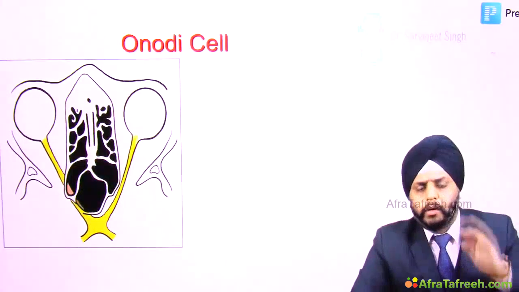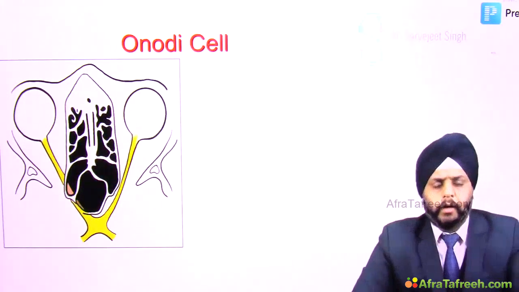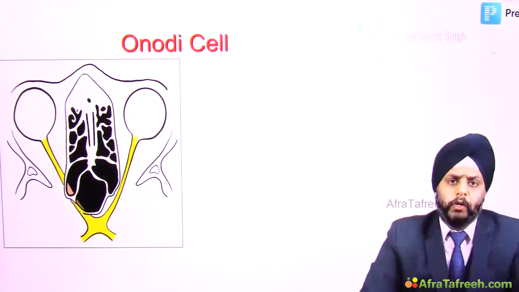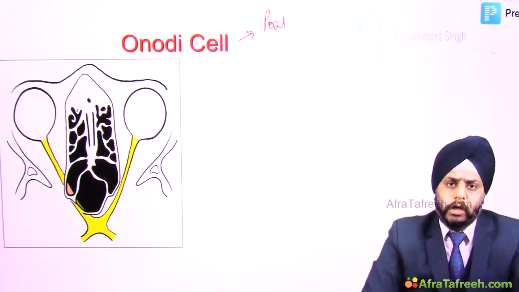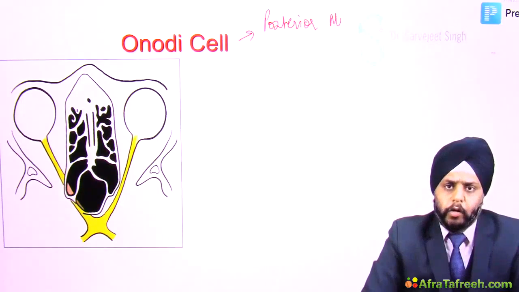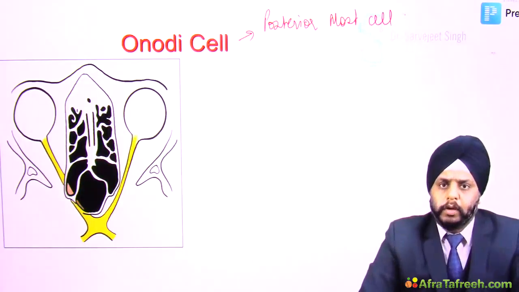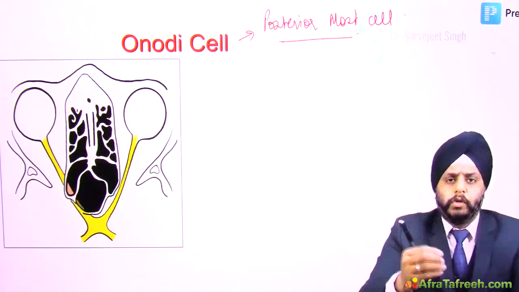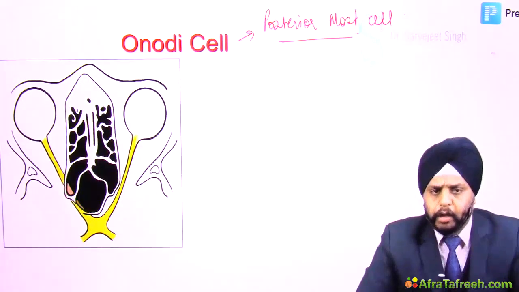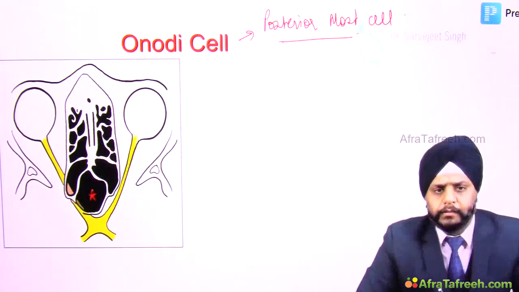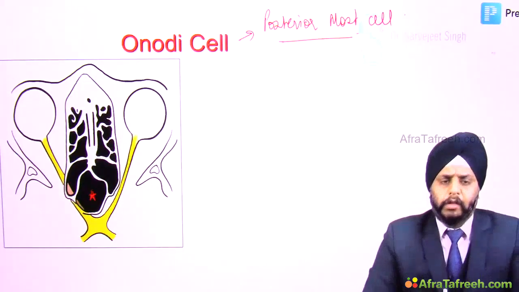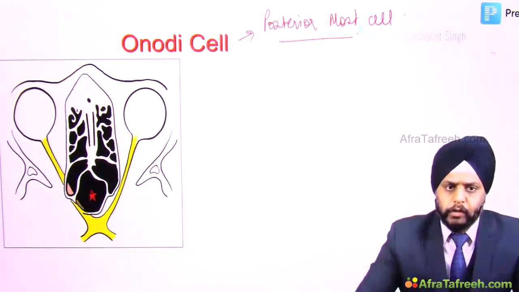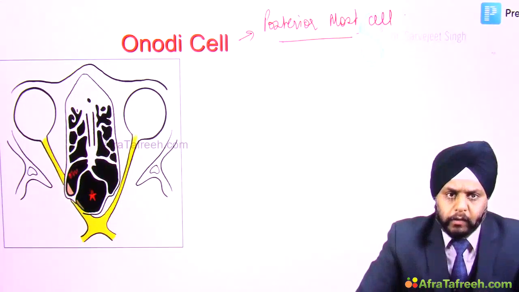Now let us talk about Onodi cell. We have talked a little bit about the Onodi cell earlier. I told you I'll show you and explain later. So we know Onodi cell is the posterior most cell of ethmoid. I told you it lies in close proximity to sphenoid sinus. So this is the sphenoid sinus, and the Onodi cell lies lateral to the sphenoid sinus. You can see that this over here is the Onodi cell.